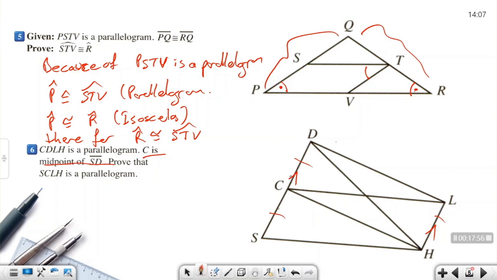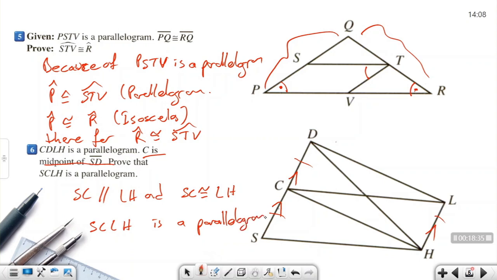C is the midpoint of ST. As you see, C is the midpoint of ST. Because of that, DC and CS are congruent. So what did I get here? Because SC is congruent with LH and they are parallel, let's write it: SC is parallel to LH and it must be congruent, and they are congruent as you see because C is the midpoint. So SC is congruent with LH, so CSLH is a parallelogram.